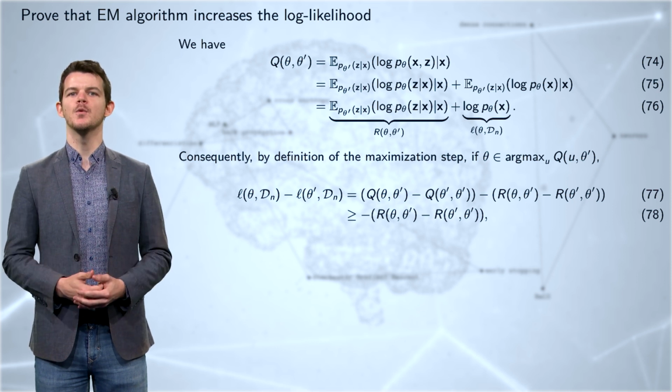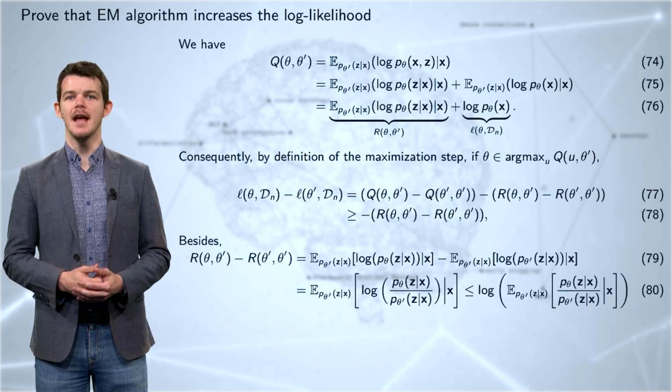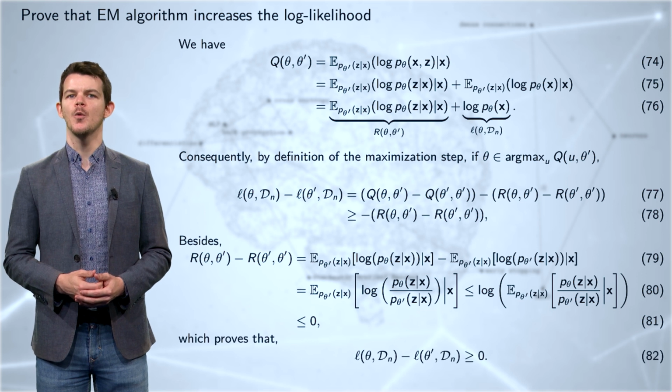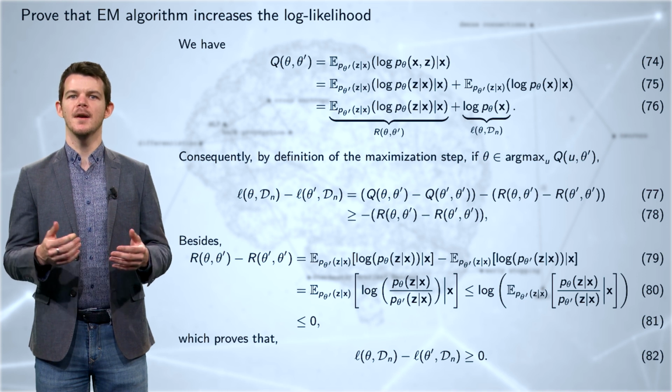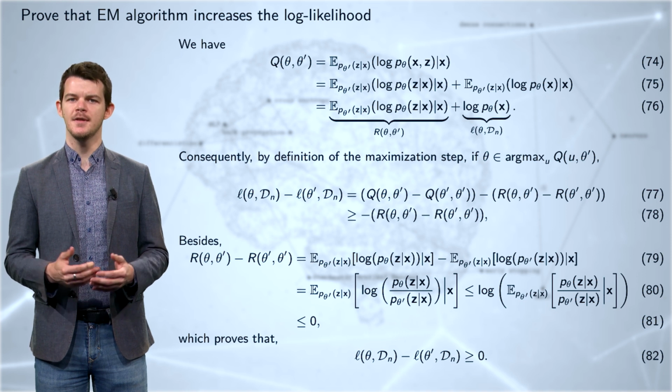Next, focusing on the right-hand side term in 78, we have equation 79, which leads to inequality 80 because of Jensen's inequality. Since the expectation is equal to 0, we obtain that the difference of log likelihood in 77 is positive. This implies that the log likelihood increases at each iteration of the EM algorithm.